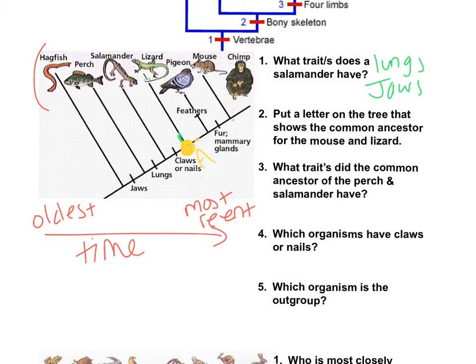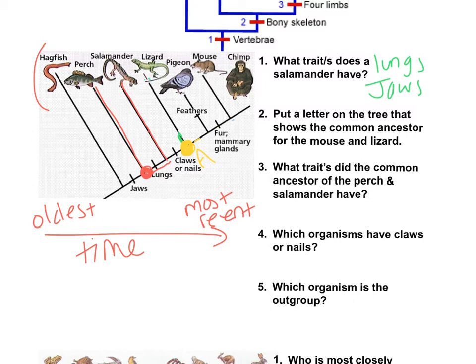Question 3, what traits did the ancestor of the perch and salamander have? I will follow my perch line down, my salamander line down, and identify where they intersect. Those lines are parallel, so I will trace the salamander back in time to the ancestor of both. The ancestor of both would be at the red dot.